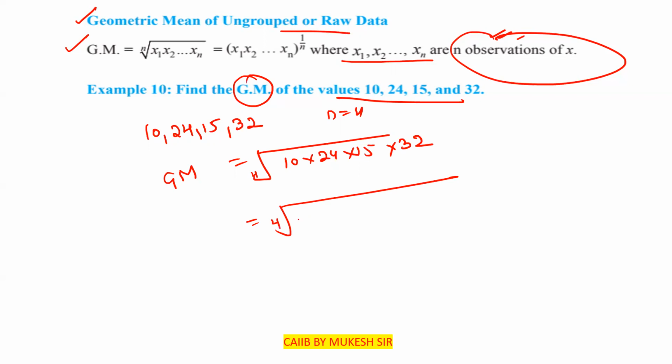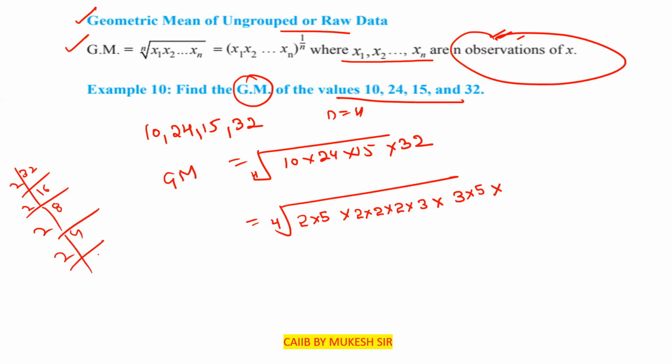If the fourth root is not available in the calculator, 2 into 5 into 2 into 2 is 4, into 2 is 8, into 3 is 24. Okay, 15 is 3 into 5. And 32, how? Simply 2 16, 2 8, 2 4, 2 2, 2 1.